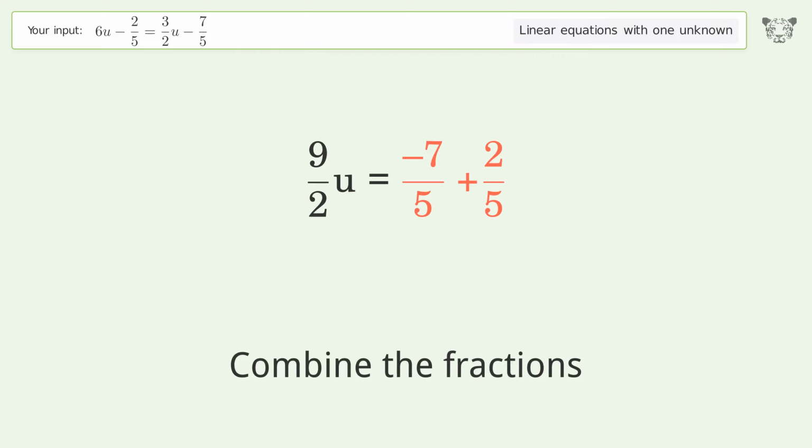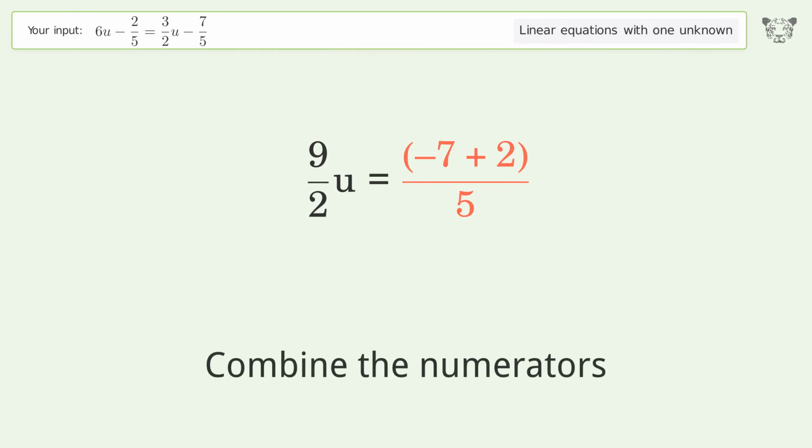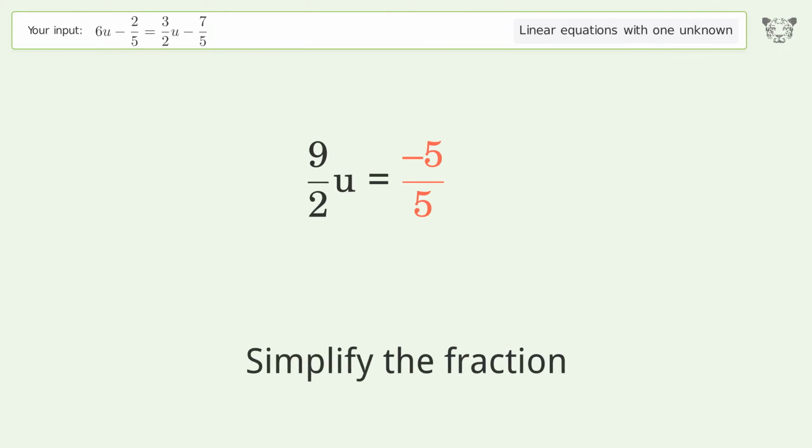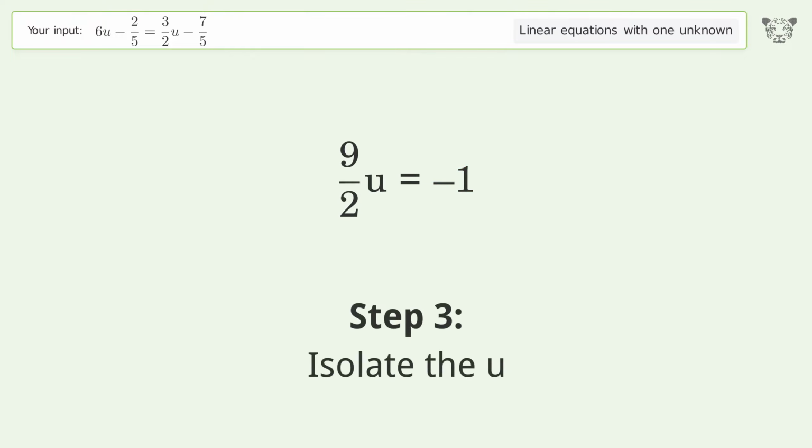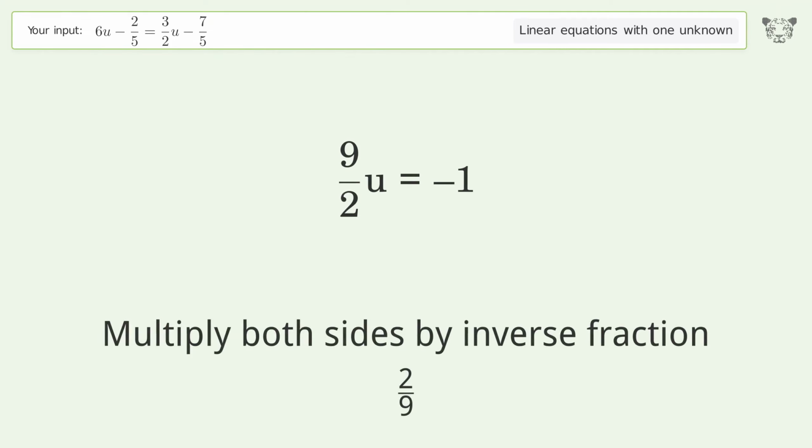Combine the fractions. Combine the numerators. Simplify the fraction. Isolate the u. Multiply both sides by inverse fraction 2/9.